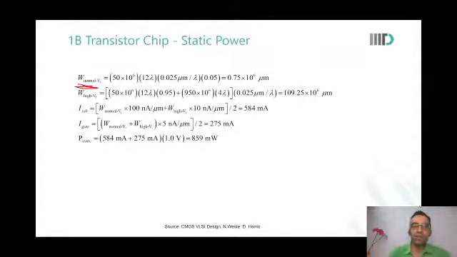We said that 50 million devices are normal VT. Their length is 12 lambda. We know that lambda is 0.025 microns. These are total devices. So 95% of devices were HVT, so 5% of devices are normal VT. So for normal VT, the total width that you get is 0.75 into 10 raised to power 6 microns.